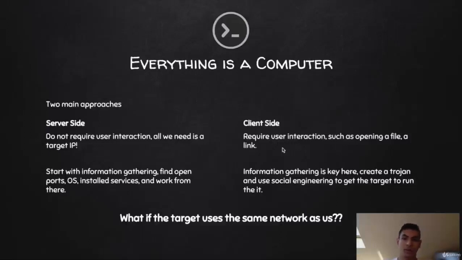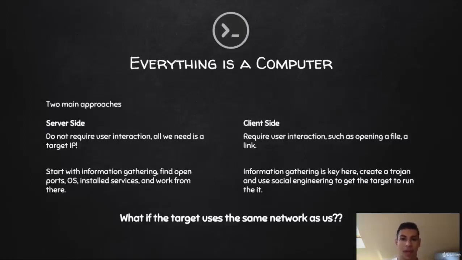This approach will require the client, or the person who uses that computer, to do something. That something could be a number of things. It could be installing an update. It could be opening a picture. It could be opening a Trojan. So we're going to learn how to create a Trojan, how to create backdoors, how to use social engineering to make the target person do something. And when they do that action, we will gain access to their computer. Information gathering is going to be crucial in this case because we actually need to know the person that we're targeting.